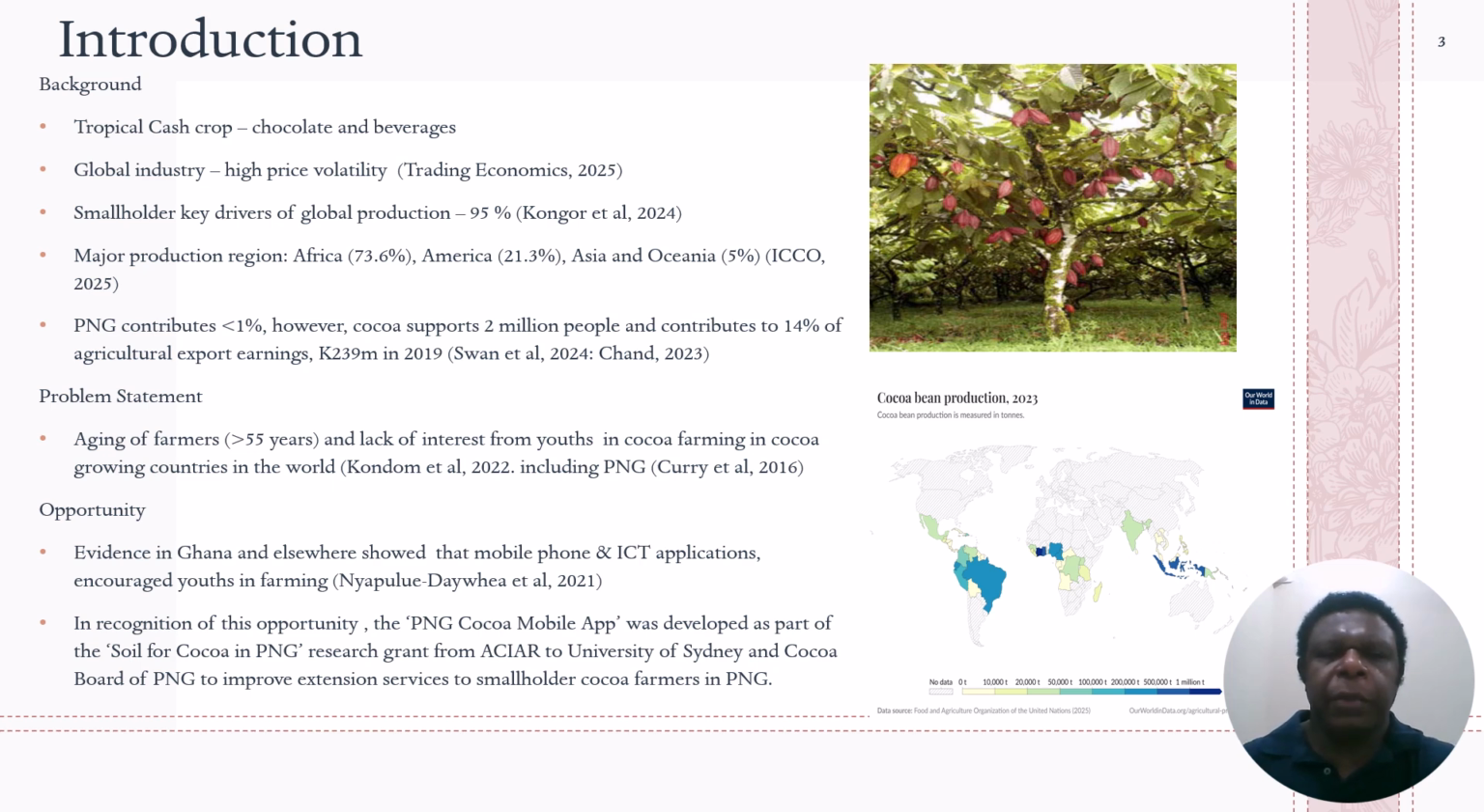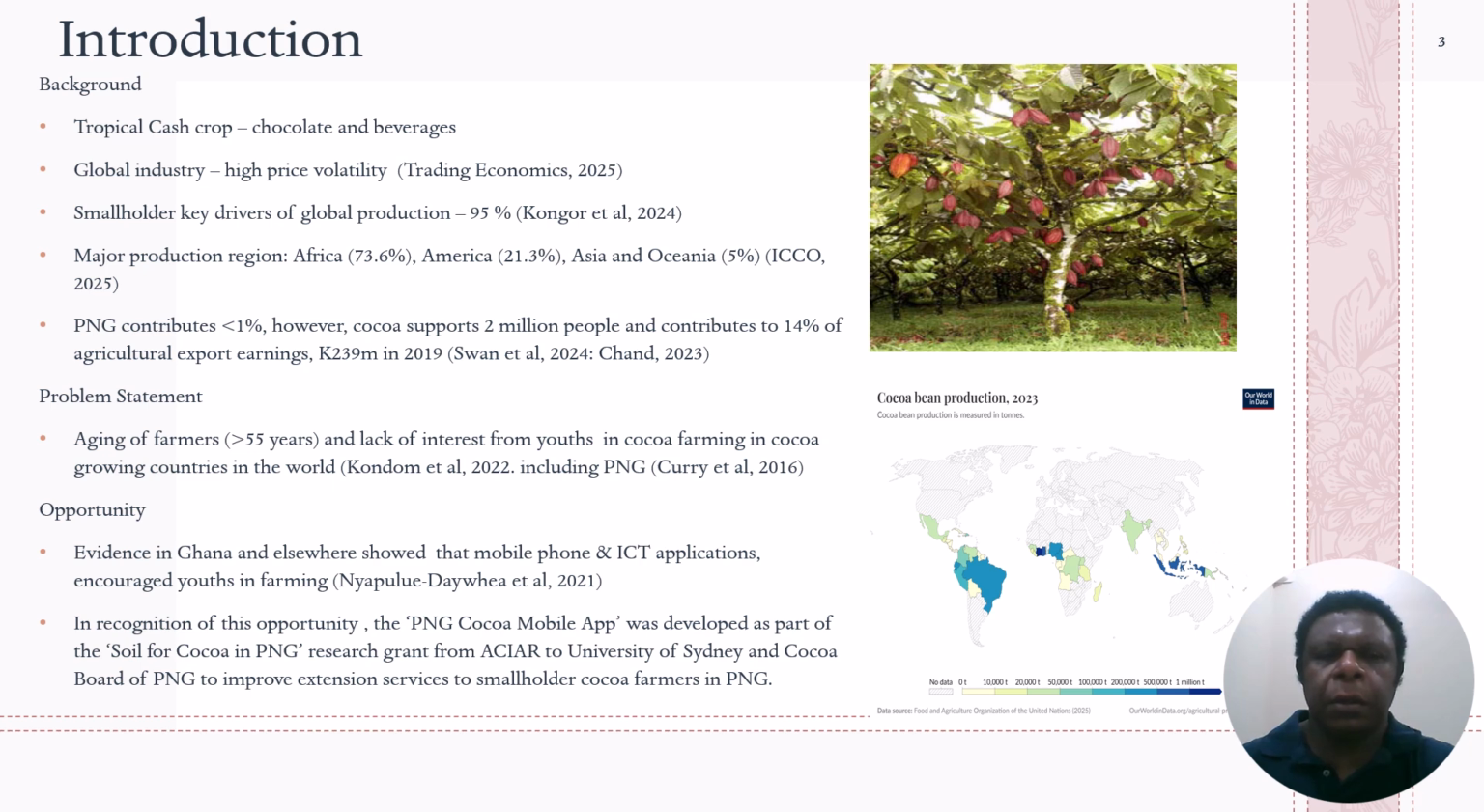Global production is driven by smallholders, accounting for up to 95% of the total global production. And the major production regions are Africa at 73.6%, Americas at 21.3%, and Asia and Oceania region at 5%. PNG contributes less than 1% of the total production.